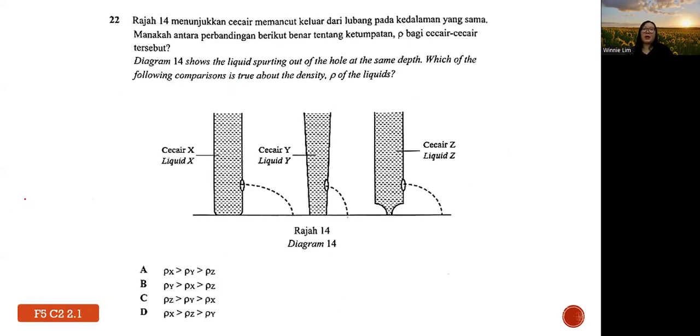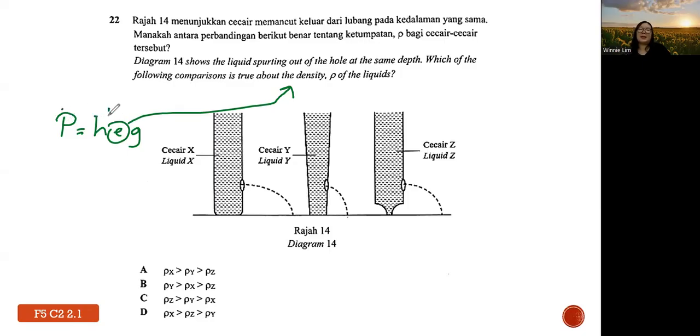Okay, 22. Diagram 14 shows the liquid spurting out of the holes at the same depth. Which of the following comparisons is true about the density? So for information, the formula for liquid pressure is P equals h rho g, where rho is the density. And the spurting distance represents the liquid pressure as well. If it goes further, that means the liquid pressure is higher. So for your information, the relationship is the deeper the depth, the higher the liquid pressure.